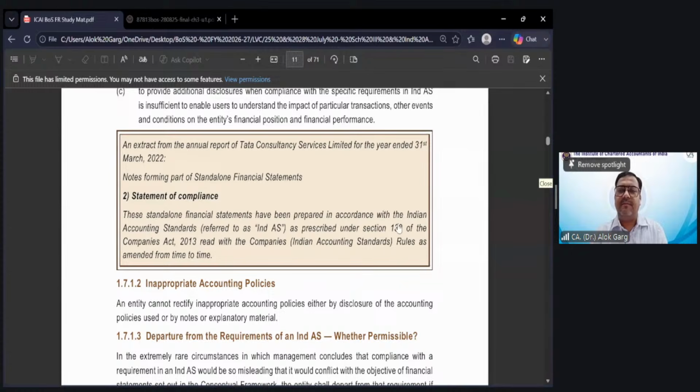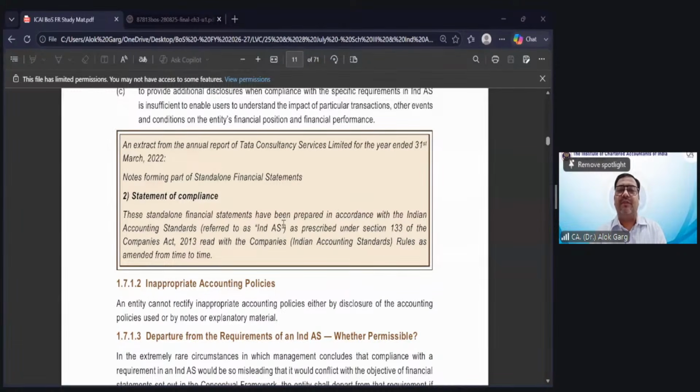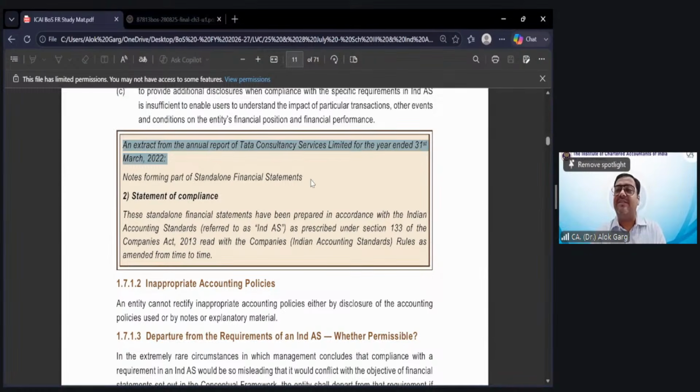Clear? Okay. Yes. So friends, let me show you the example of statement of compliance which is given in the Board of Studies material. If you see, what is the example? This example is taken from the notes to accounts of Tata Consultancy Services Limited, right? This is an extract from a real life example. And what they write, statement of compliance.